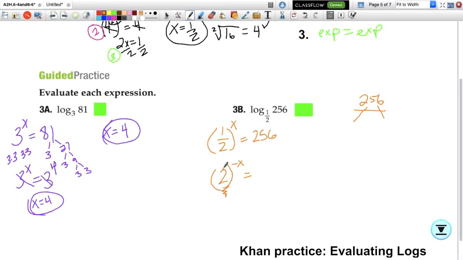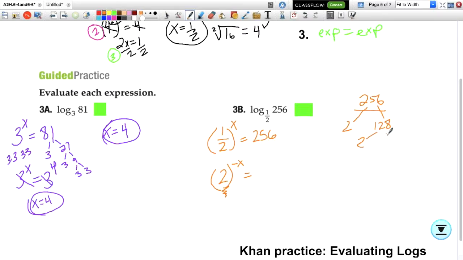That's crappy. But now that it's a 2, I want to see how many times 2 can fit into it. So if I divide this by 2, I get 128, which is even again. I always am looking for 2's because this is a base 2.